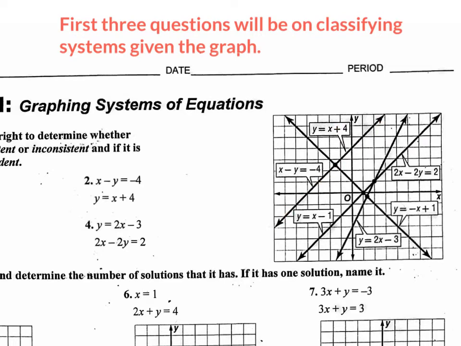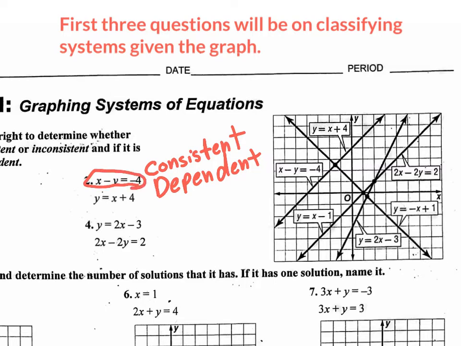Okay. So if it is the same exact line and they're asking us to classify it, so the first three questions are on classifying it, not solving it. So if it is the same line, how do we classify that? We classify that as consistent dependent. Once again, if you graph this top equation, it's already graphed for you. The x minus y equals -4, it's right here. And if you graph the other one in blue, it's up here, which is the same exact line. So those lines land perfectly on top of each other. That's why it's called a consistent dependent.